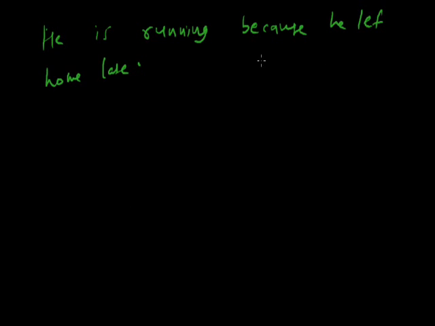Another example. He is running because he left home late. Now, he's running since he left home late. He's running as he left home late. He's running for he left home late. So since, as, for, all three of them mean because here in this context, and they can be interchanged.